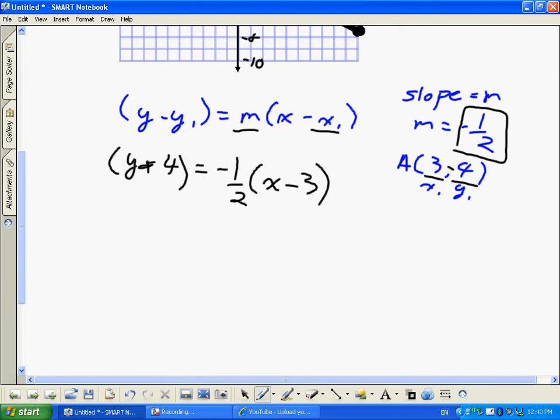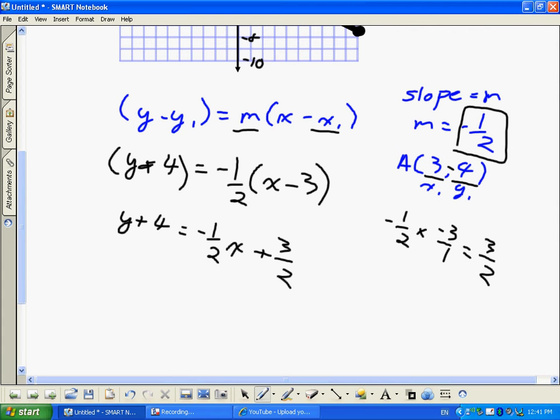Okay? I had a point, I had a slope. I can turn this into slope y-intercept form. I can turn it into standard form. I'm already in point slope form. So the question says to begin with point slope form and turn it into a standard equation. That means I'm going to have to distribute. So I have y plus 4 is equal to negative 1 over 2 x. I need to multiply negative 1 over 2 times negative 3. Well, negative 3 as a fraction is over 1. This is plus 3 over 2.